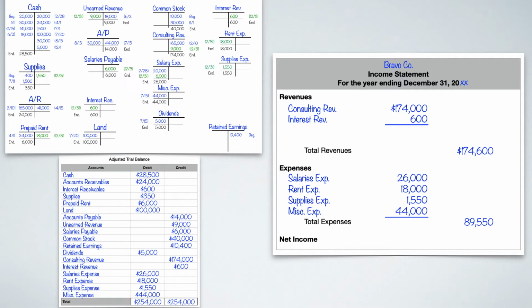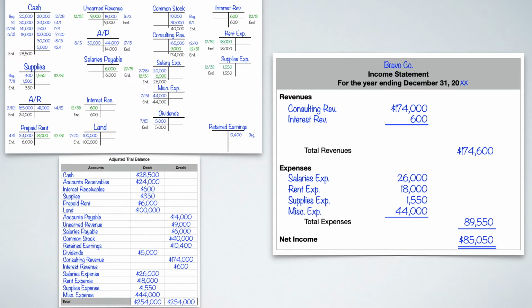$89,550. And now that we have total revenue and total expenses, we can subtract the 2 and find our net income to be $85,050. Again, double line number, because that's all we're going to do with this number on this form, this financial statement. So that's our net income.